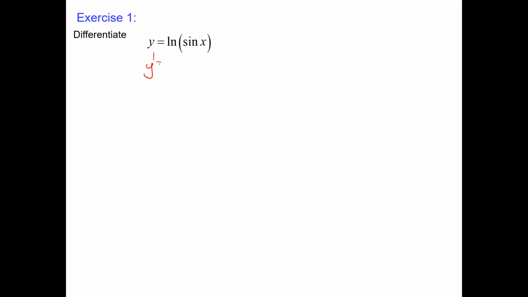Okay, derivative of natural log of sine of x. It's 1 over sine of x times the derivative of sine of x. Done. Cosine over sine is cotangent.